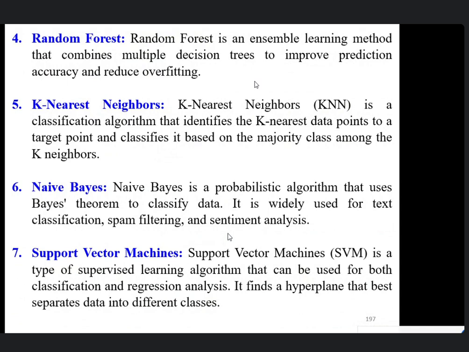Naive Bayes classification is a probabilistic algorithm that uses Bayes theorem to classify data. It is widely used for text classification, spam filtering, and sentiment analysis. Support vector machine is a classification and supervised learning technique that can be used for both classification and regression analysis. It finds a hyperplane that best separates data into different classes.